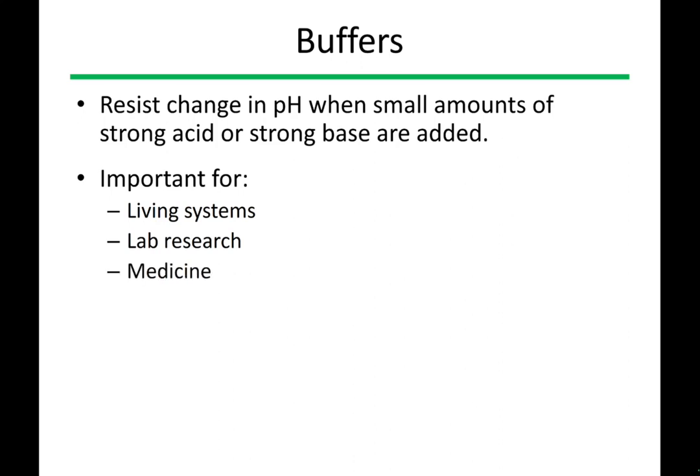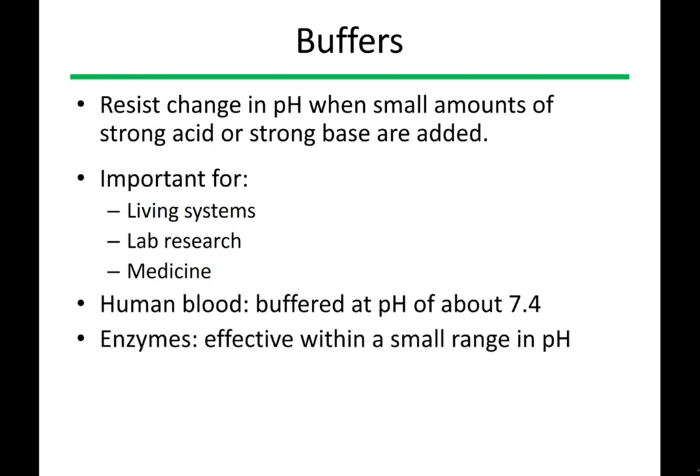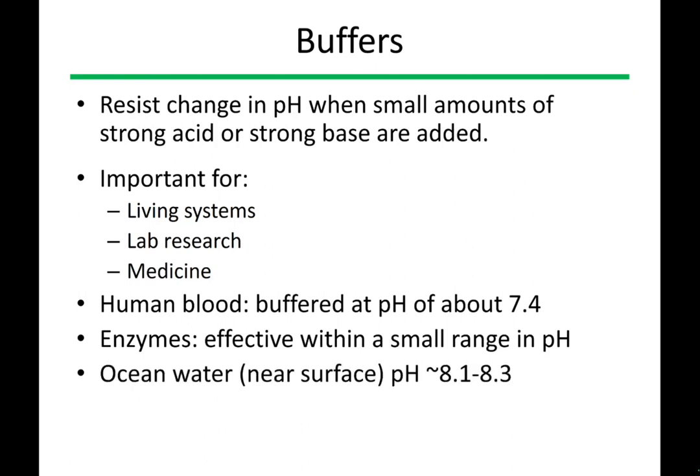This is also important for medicine. If you're going to make a drug that is delivered, say, intravenously, and you want to make sure that it interacts at the same pH as your body, again, you'll want to make sure that you buffer that solution. For example, human blood is buffered at a pH of about 7.4. And as I mentioned, enzymes are usually only effective within a small pH range.